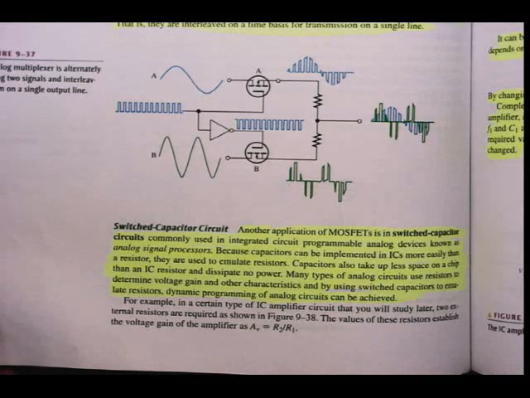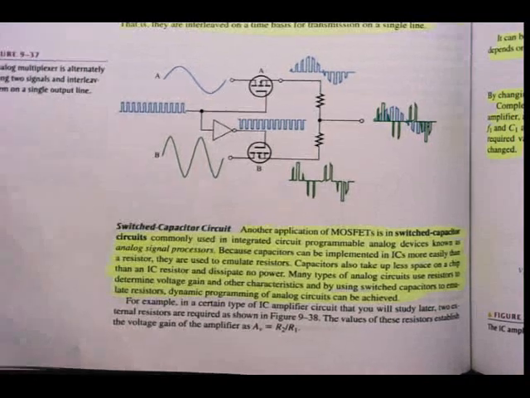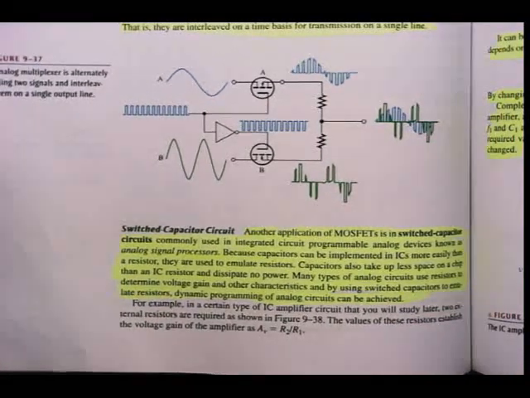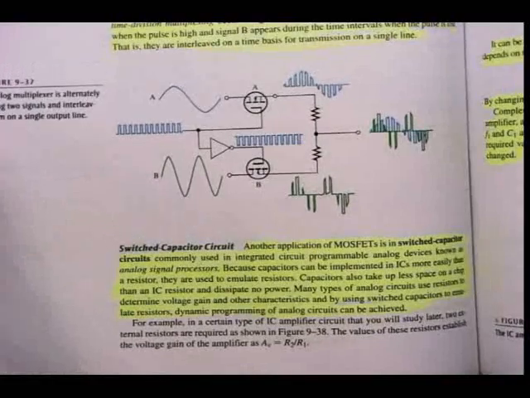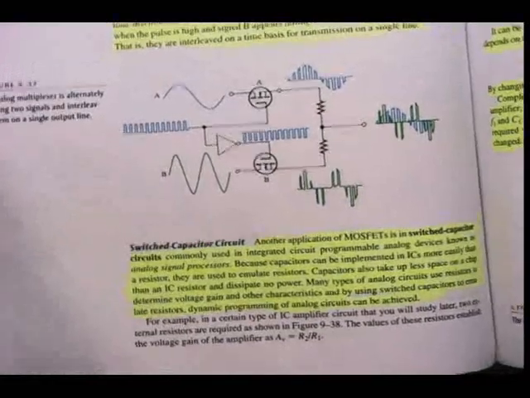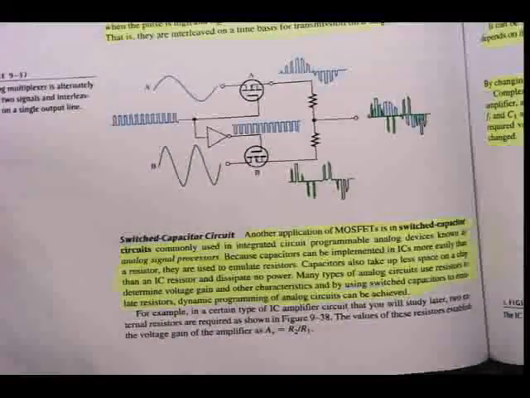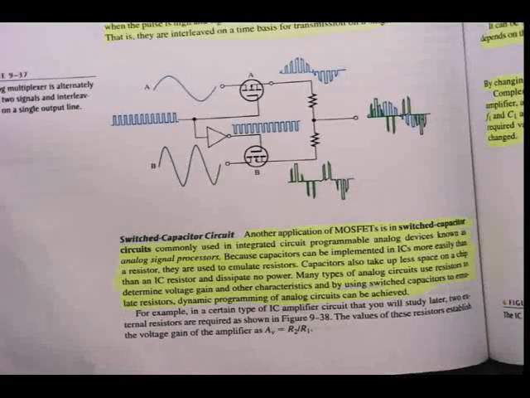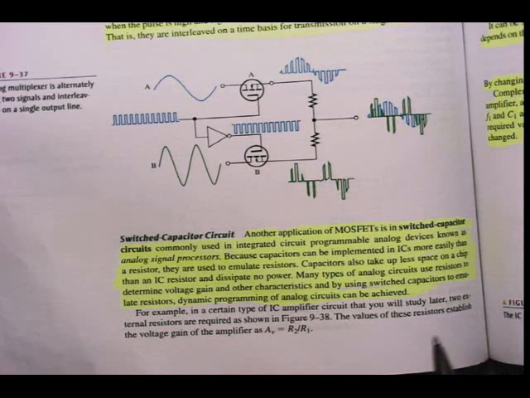Now, you've done capacitors and capacitor characteristics in Electrical Engineering 1, and those were one of the factors that you were supposed to learn there as well. So if you can't remember, you'll have to go and do some revision. All right. For example, in a certain type of IC amplifier, these IC amplifiers will be discussed in Electronics 3 again. But this is just an application to show you where these switched capacitor circuits are used.